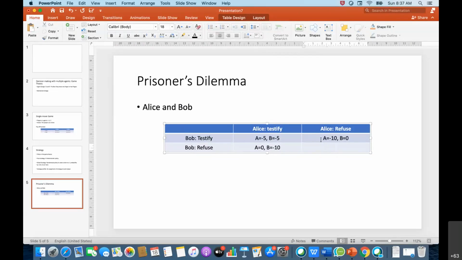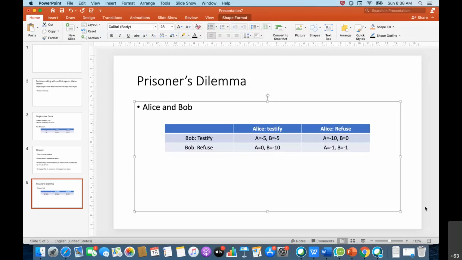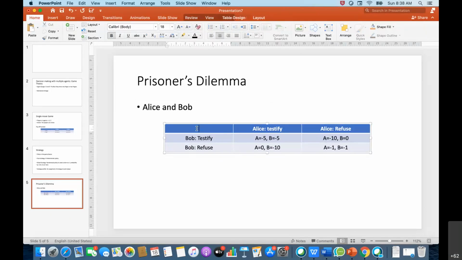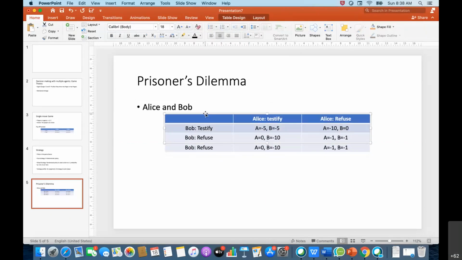What if both of them refuse? Alice says no, Bob has not done the crime, and Bob says no, Alice has not done the crime. Then both of them are going to be imprisoned for only 1 year. So this is how the payoff matrix of the prisoner's dilemma is set. Now there come some very interesting properties along with this prisoner's dilemma game. Let us discuss.